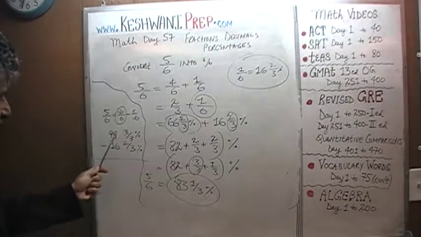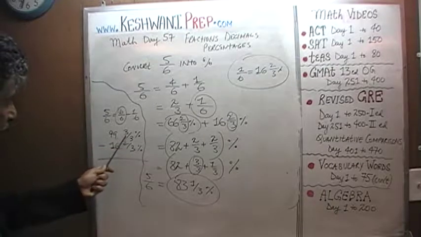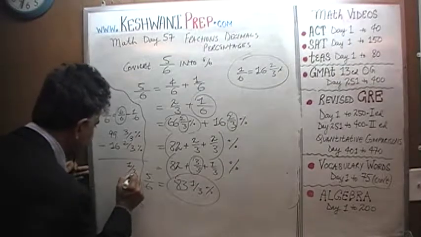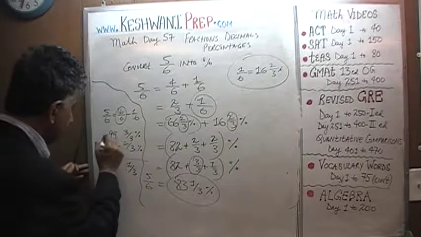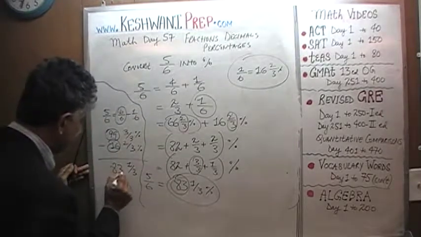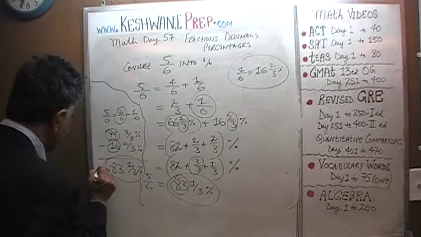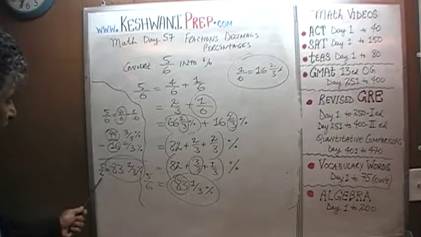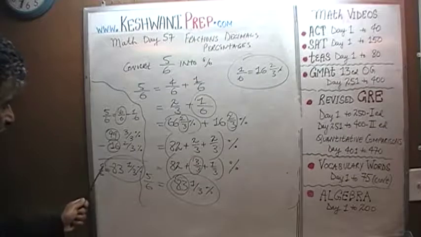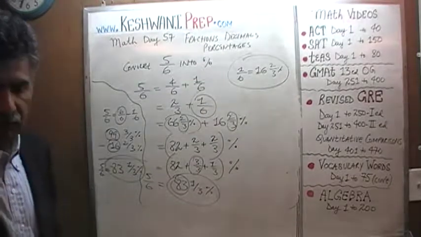99 3/3% is the same as 100%. 3/3 minus 2/3 is going to give us 1/3. And then 99 minus 16 is going to give us 83. There you go. And that's our 5/6. If you want to find a quicker way, instead of doing all this, 5/6 is simply 100 minus 16 2/3%. That's all.